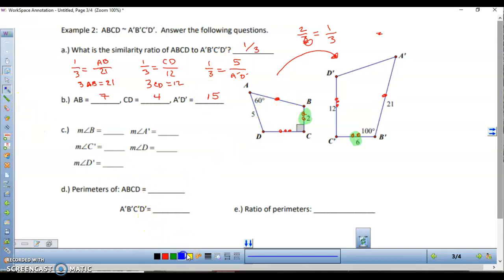All right, now for the angles, the easy part. So B corresponds with B prime. That's got to be 100 degrees. Easy enough. So the measure of angle B is 100 degrees. A corresponds with A prime, so they're both 60 degrees. Easy enough. All right, measure of angle C prime. Well, C prime corresponds with C. They got to be congruent, so they're both going to be 90 degrees.